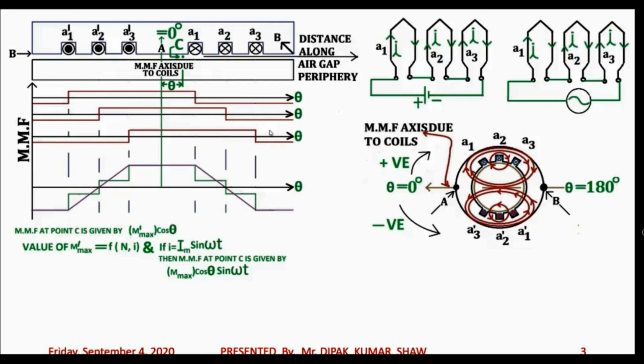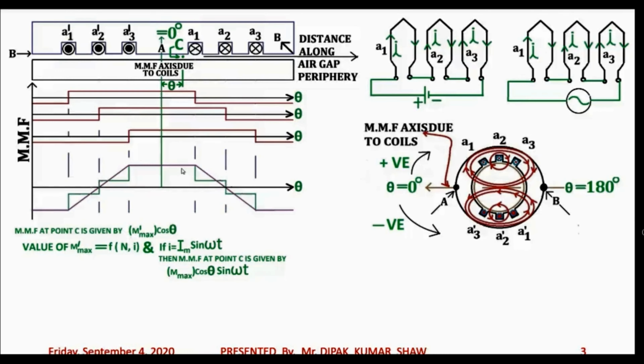So now the height of this trapezoidal MMF waveform is no longer constant with time. It will depend upon the magnitude of the current which is carried by a coil at that particular moment. Let's say the moment is omega t equals 30 degree, then what is the value of sin 30? It is half. So in that case the magnitude of the current is given by Im sin 30, that is Im by 2.